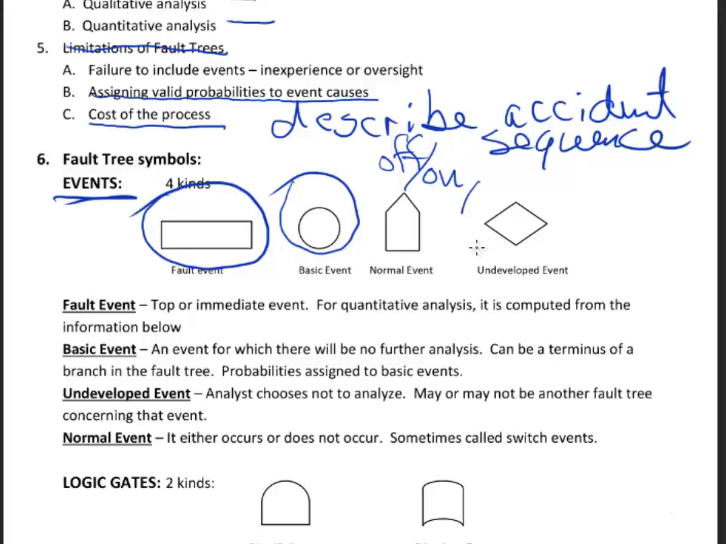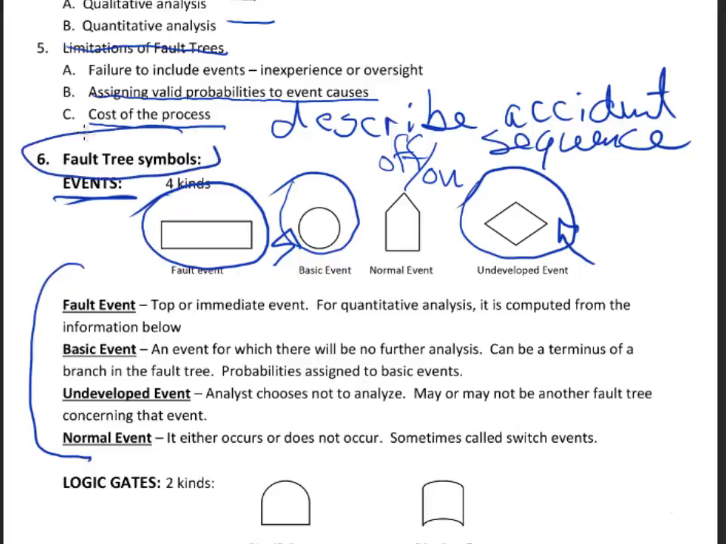Now, an undeveloped event is what we will find at the end of our fault tree sequence. An undeveloped event indicates that there is an event that we may want to analyze later or could be analyzed. A basic event, we really are not going to analyze that further, and it really wouldn't help us if we did. Undeveloped event gives us an opportunity to think later about how we might expand our fault tree. All right, so here's your description down here. Undeveloped events, basic events, fault events. All right, so we have fault tree symbols.